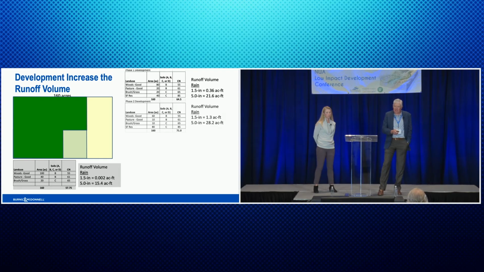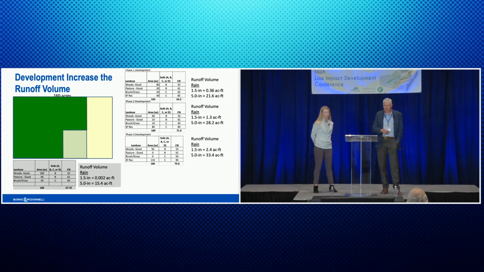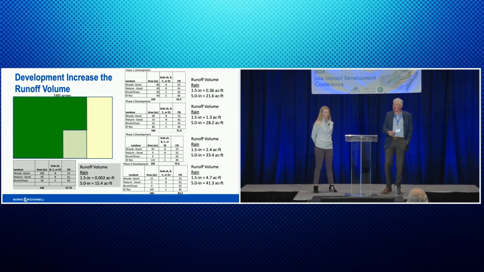Okay, what happens next? Develops the next 40 acres. Once again, look at what happened to my 1.5 inch storm. It's now up to 1.3, another order of magnitude increase. I developed the next 40 acres, now I'm up to 2.4. And finally, we've developed the whole site over the last 10 years, and now my site that had very little runoff for a 1.5 inch rainfall event now has almost 5 acre feet of volume coming off it.